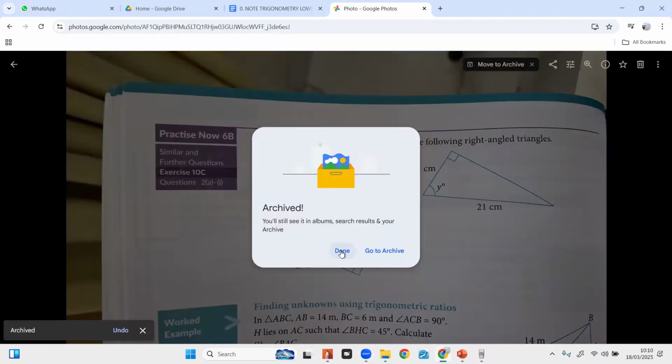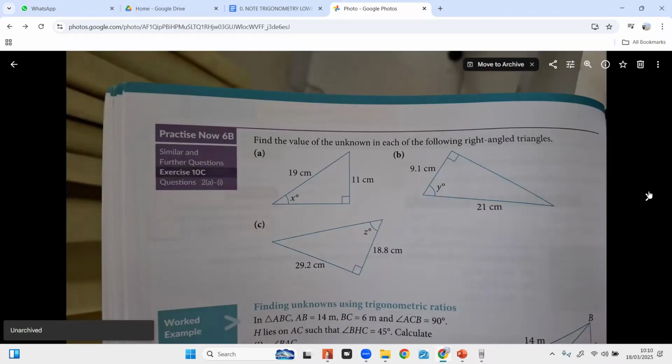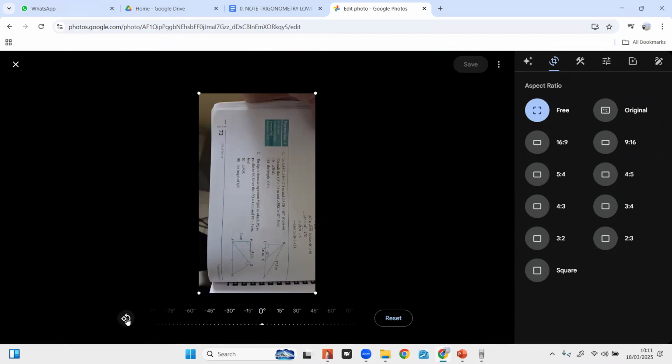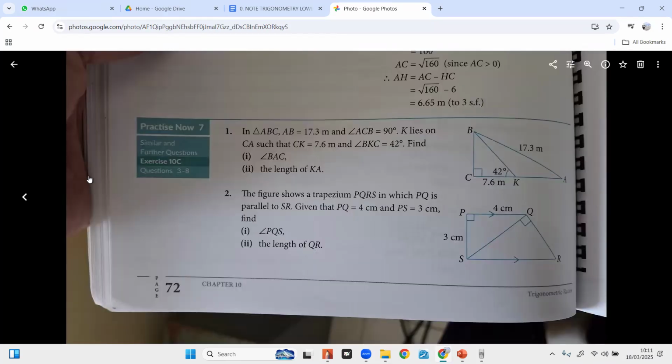Okay, we skip this. Look at this. Wait. Undo. I did something wrong. Undo. Rotate. How do I rotate? Edit. Oh yeah, rotate. 90. There you go. Okay, guys, look at this.